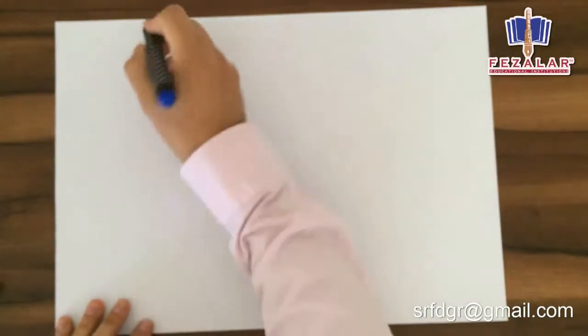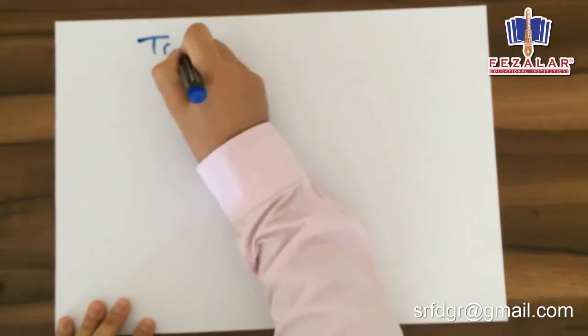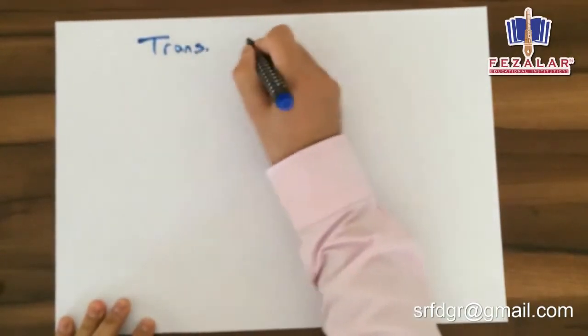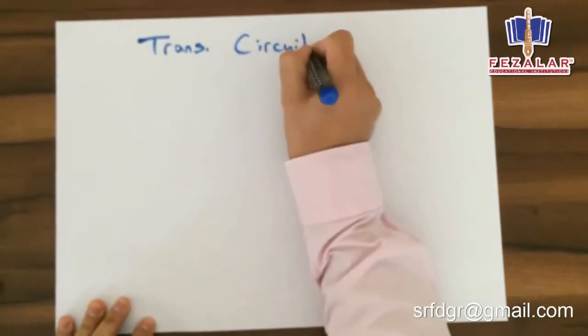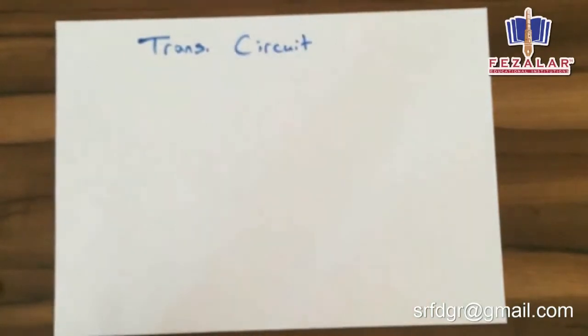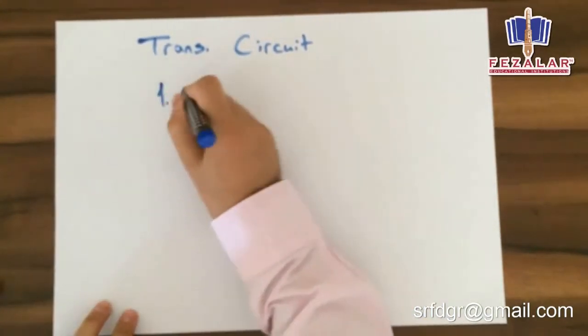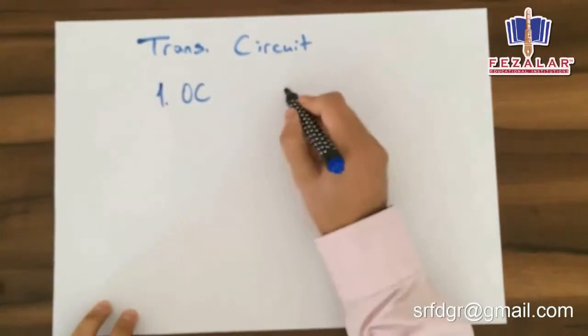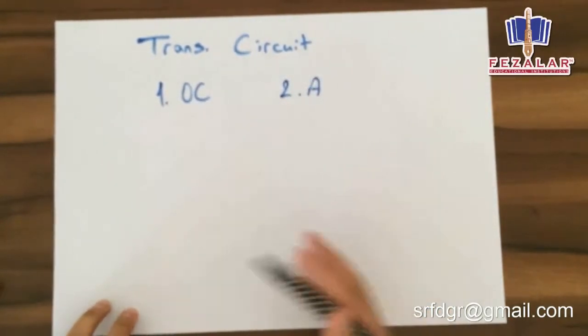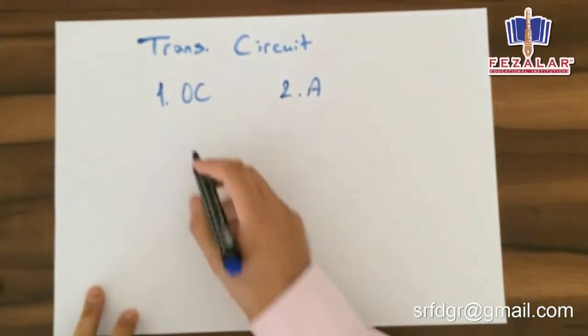Now we will explain transmission and reception circuits. First, let's start with the transmission circuit. Previously, we said that in order to transmit or receive electromagnetic waves, we need two basic devices. The first one is the oscillator circuit, and the second one is the antenna. I want to explain the transmission circuit by picture.